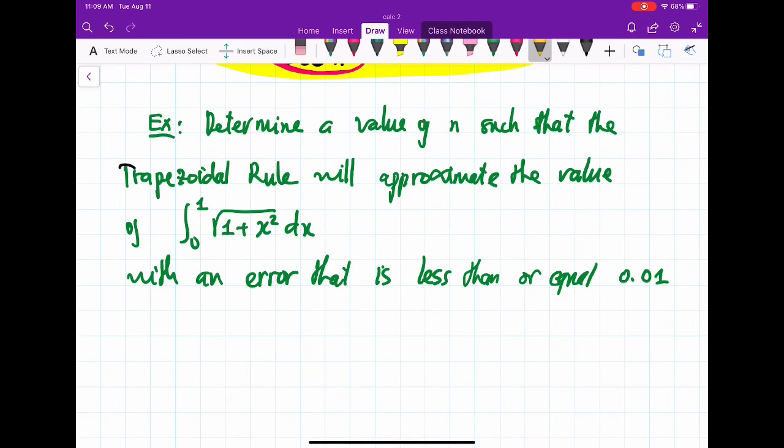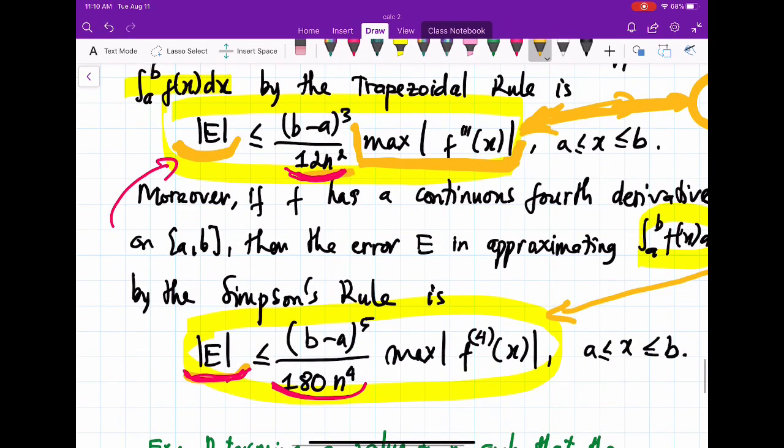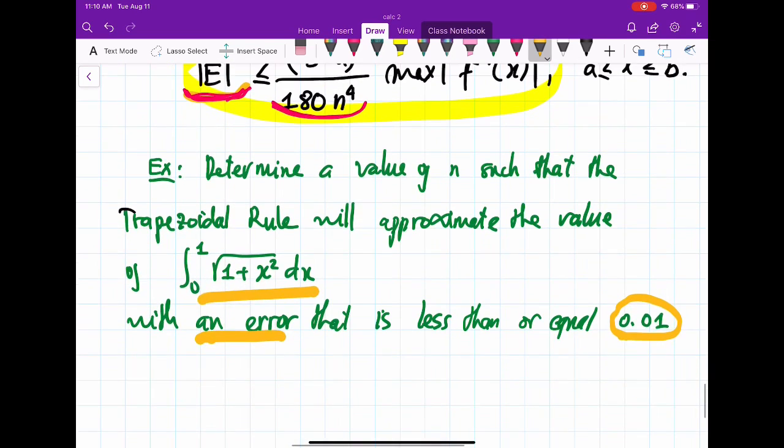We have the integral from 0 to 1 of the square root of 1 plus x squared dx. They ask us to determine the value n such that the trapezoid rule will approximate the value of this definite integral with an error that is less than or equal to 0.01. Okay, so that means we need to compare 0.01 with this part.